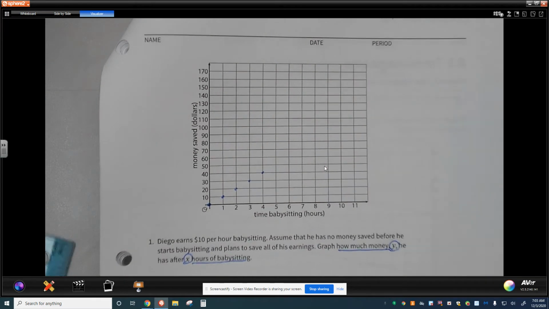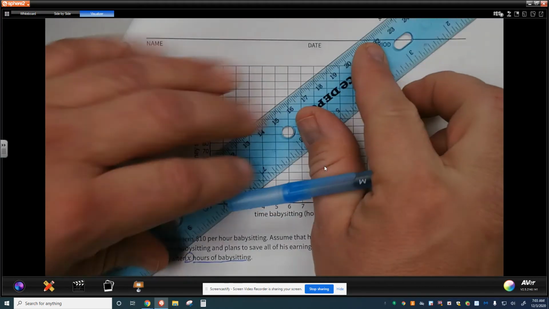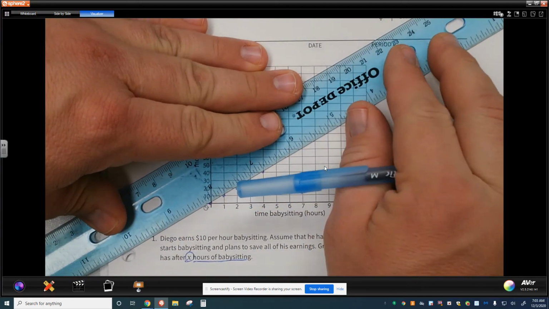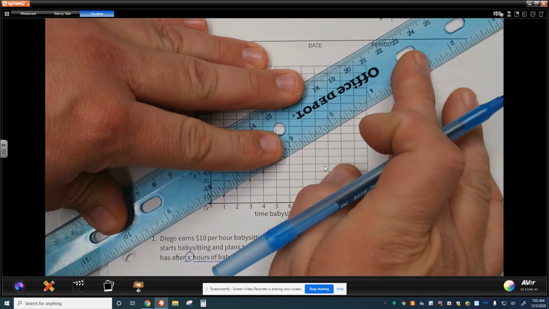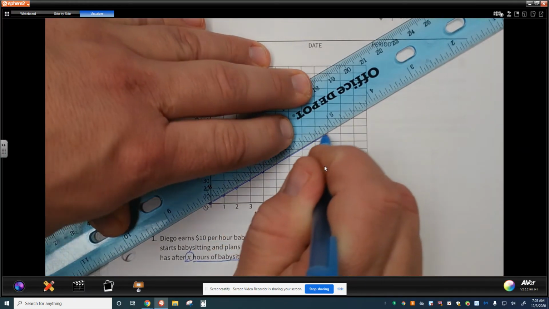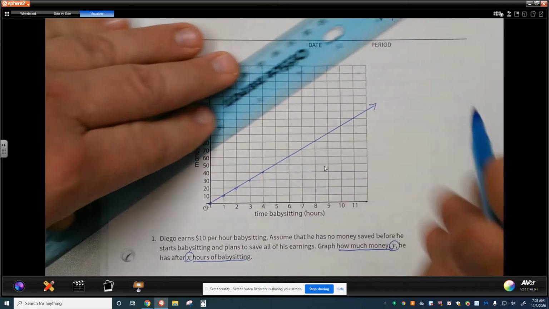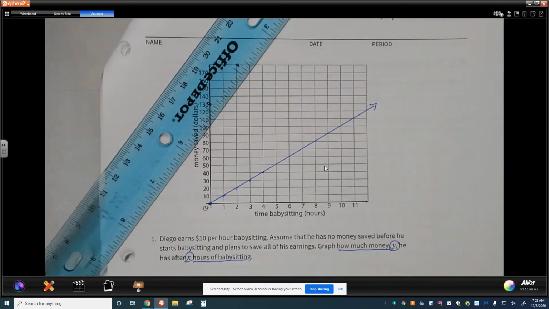Now, imagine, actually this one can have a line because this is money over time and he gets paid for all that time that he babysits. So we can go ahead and draw that line. Now imagine that Diego has started with $30. How does that change the situation?